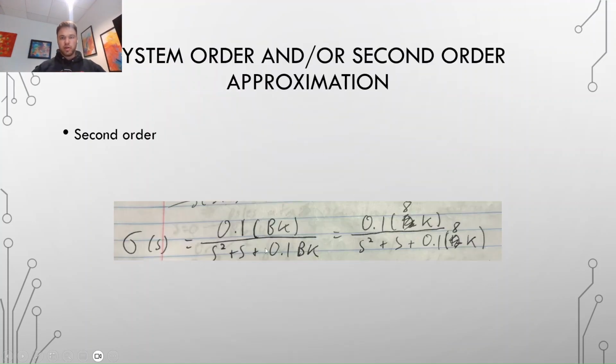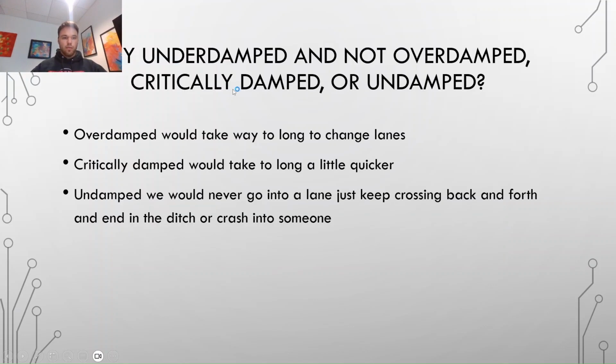And the system order for this one is going to be second order because that's the highest order in the denominator of the S values. And then why underdamped, not these other ones. The overdamped would have taken way too long to change lanes, as I talked about earlier. Critically damped would take too long, but it was a little quicker, so it would be okay, but still not a great idea. And then the undamped, you would never end up getting into a lane.